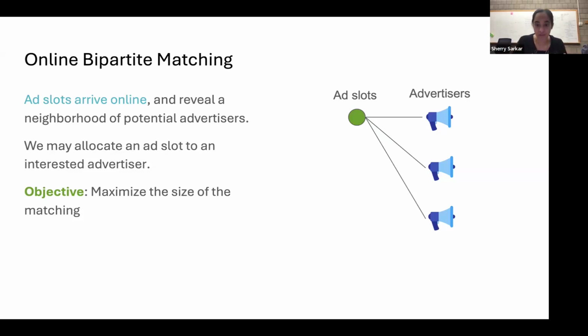Right, so this slot has arrived. We have to make a choice about which advertiser we allocate it to. So maybe I bring it down to this third advertiser. Second one arrives and reveals these two advertisers as a potential neighborhood, only one of which is available, so I match it to the second advertiser. Third one arrives, there are no available neighbors, and so I can't match it. Right, so online I have gotten a matching of size 2, but the best matching in hindsight was of size 3. Our objective is to maximize the size of this matching online.